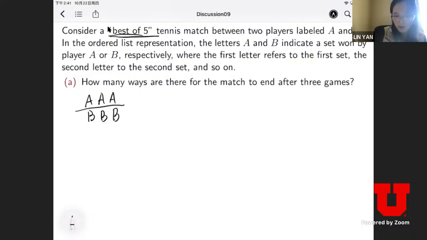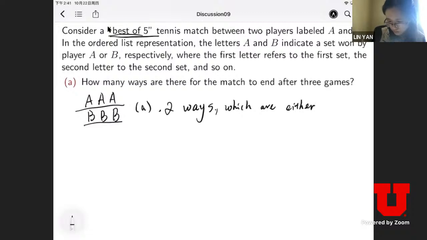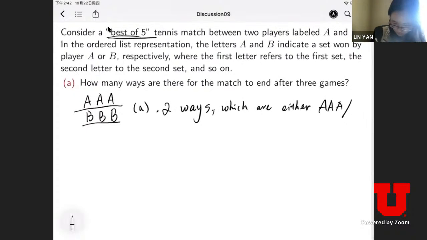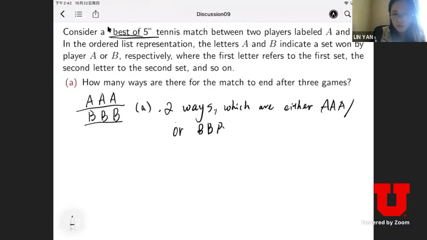AAA means A has won 3 games, so A wins. And BBB means B wins 3 games, so B wins. So the answer is 2. So we have 2 ways, which are either A or B.